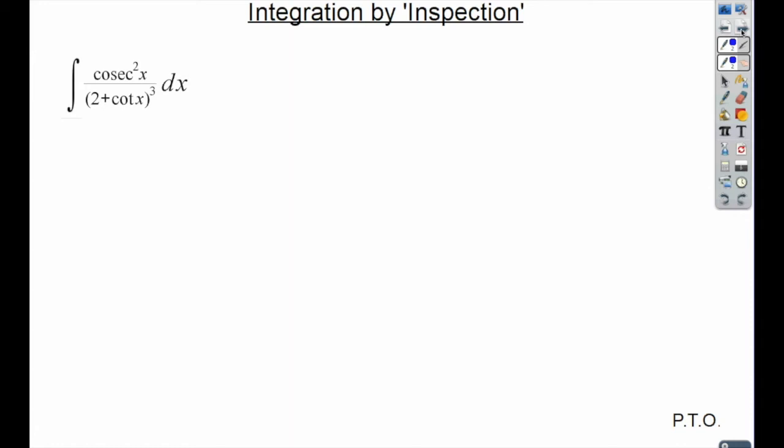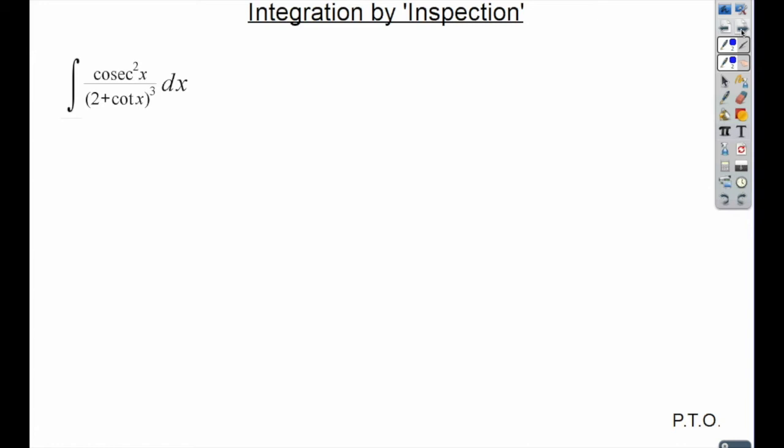The integral of cosec squared x over (2 plus cot x) cubed. Now please don't just look at one of these and think, oh my gosh, it's just so hard, so complicated, where am I going to start? Because to be honest, with that attitude, you're not going to get through the rest of the chapter. Okay. What you need to do is just pick out bits of it.